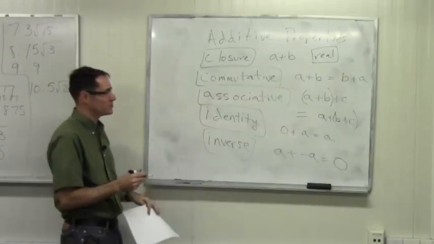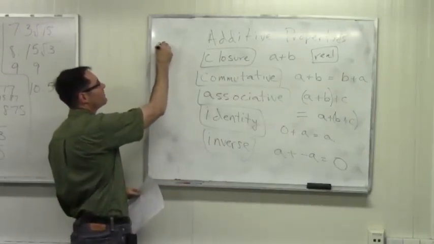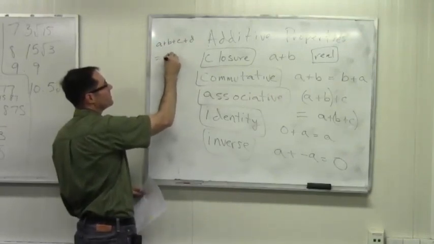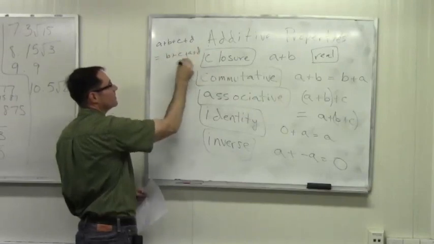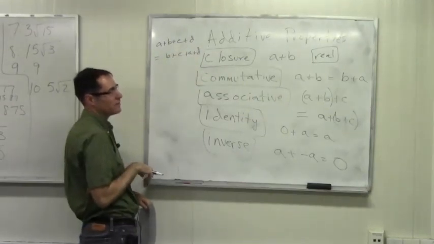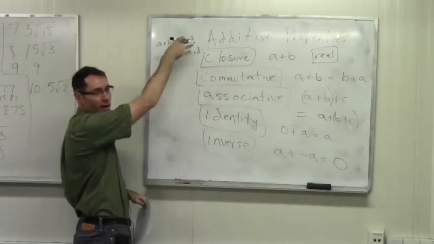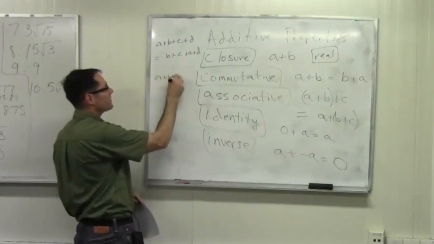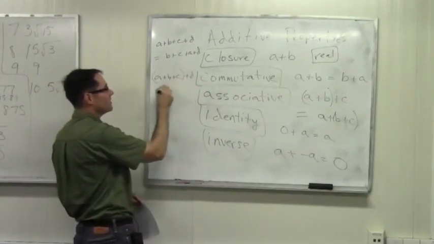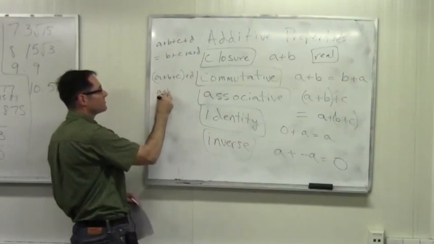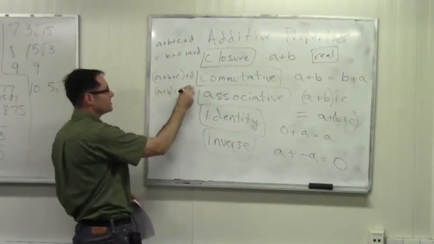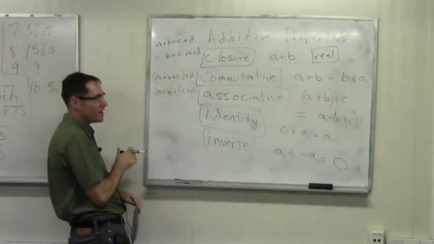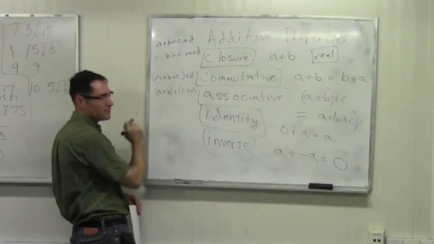Let's do a couple examples. What if I said a plus b plus c plus d equals b plus c plus a plus d? Which property am I using there? Commutative, because they're commuting around. They're moving, right? Okay. What if I said a plus (b plus c) plus d equals a plus b plus (c plus d)? Associative. I'm associating them differently. Okay? Same sort of thing. Okay, that's the associative property.